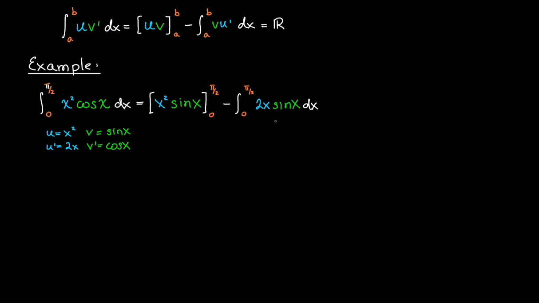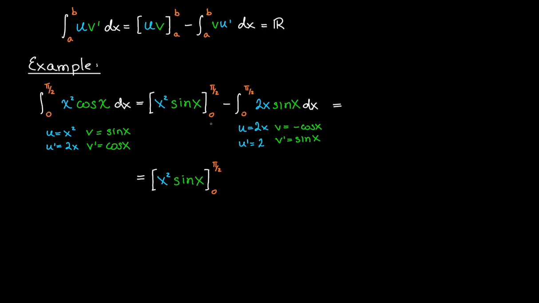Here, many may be confused since the second integral that we got is not easier to compute. However, it is still made up of two functions multiplied together, which is 2x and sine of x. So that means that we do have to use integration by parts again, which can happen quite often. So again, our u is going to be 2x and v prime is going to be sine of x. Thus, our v is going to be negative cosine of x and our u prime is simply going to be 2.